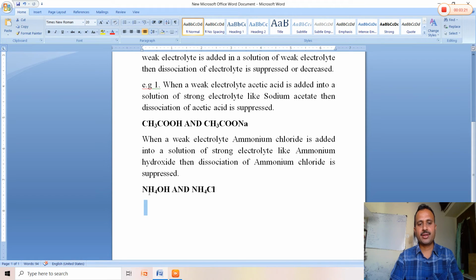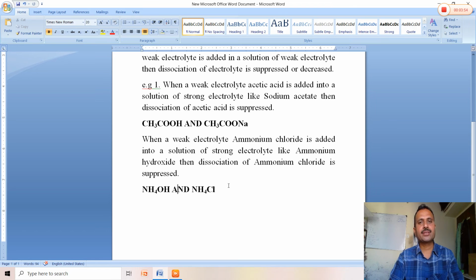In this example also, ammonium hydroxide and ammonium chloride both have the NH4+ ion, which is common to them. Here ammonium hydroxide is taken as the weak electrolyte and ammonium chloride as the strong electrolyte. When the strong electrolyte, ammonium chloride, is added into a solution of the weak electrolyte, ammonium hydroxide, then the dissociation of the weak electrolyte is suppressed or decreased. So we can say this is accordingly the common ion effect.